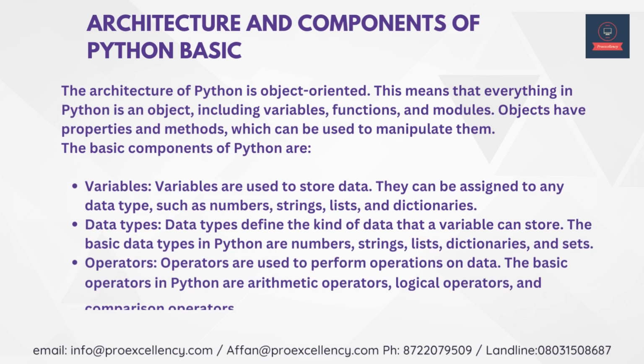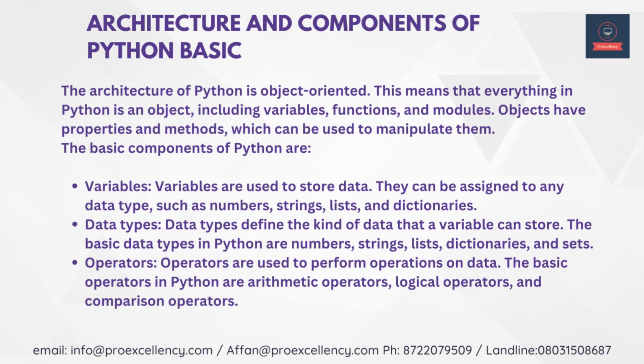Architecture and components of Python Basic. The architecture of Python is object-oriented. This means that everything in Python is an object, including variables, functions, and modules. Objects have properties and methods, which can be used to manipulate them. The basic components of Python are variables. Variables are used to store data. They can be assigned to any data type, such as numbers, strings, lists, and dictionaries.